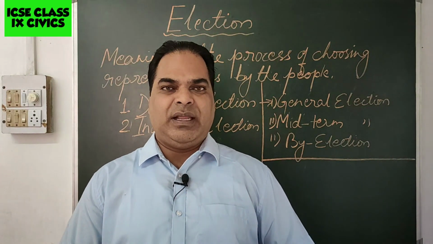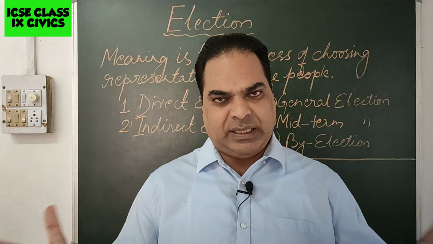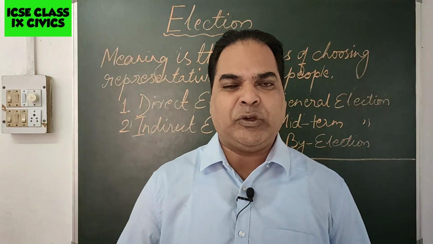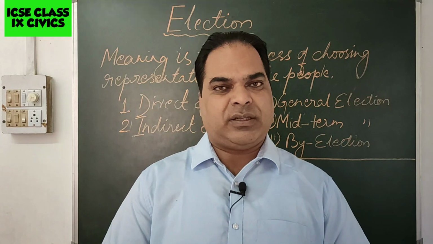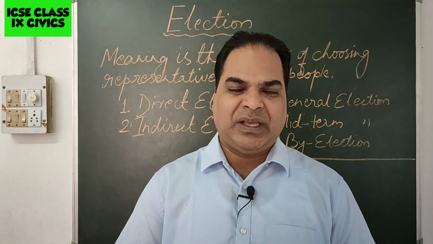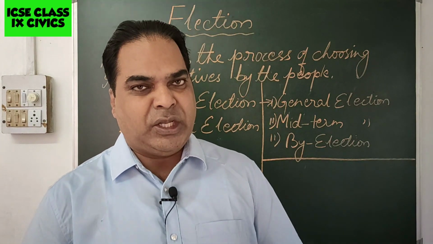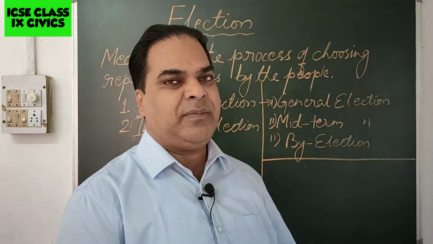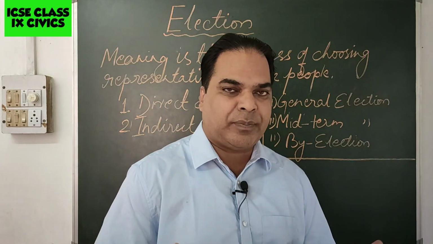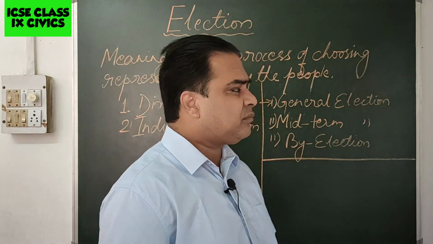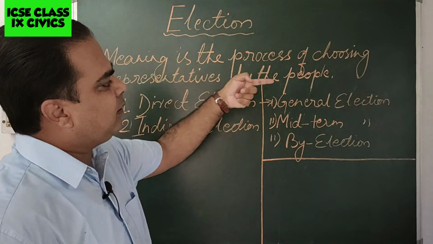In the similar manner, every state is also demarcated. Every state is also divided into a number of constituencies. As per the strength of the state, the number varies from state to state. Like the highest number of constituencies are there in the state of Uttar Pradesh, because the population of Uttar Pradesh is higher compared to other states. So constituency is an area demarcated for the purpose of election, and election is the process of choosing representatives by the people of the country.